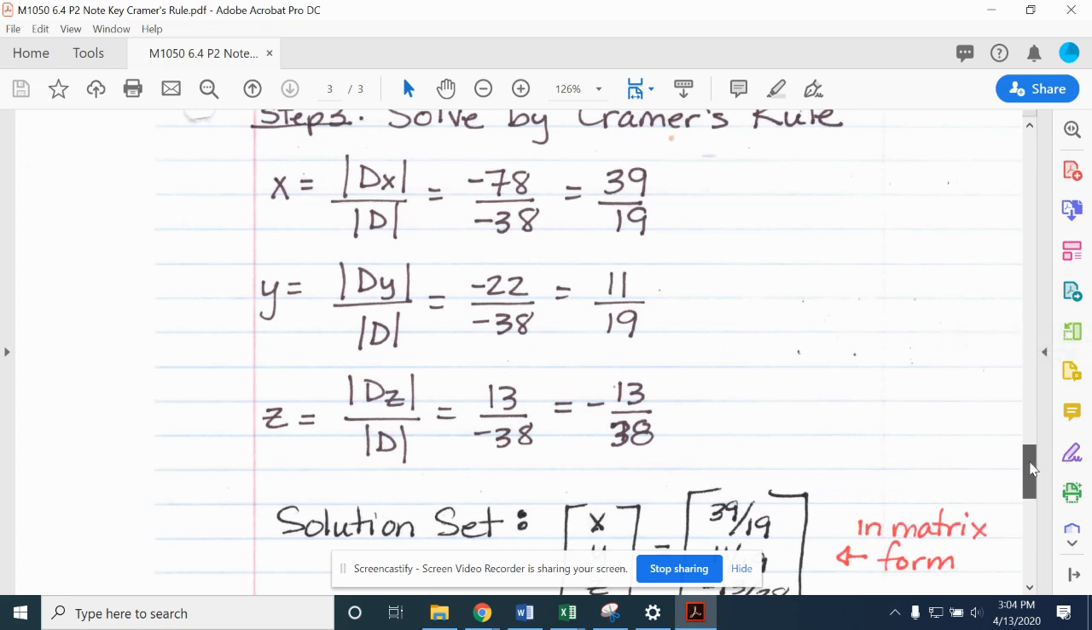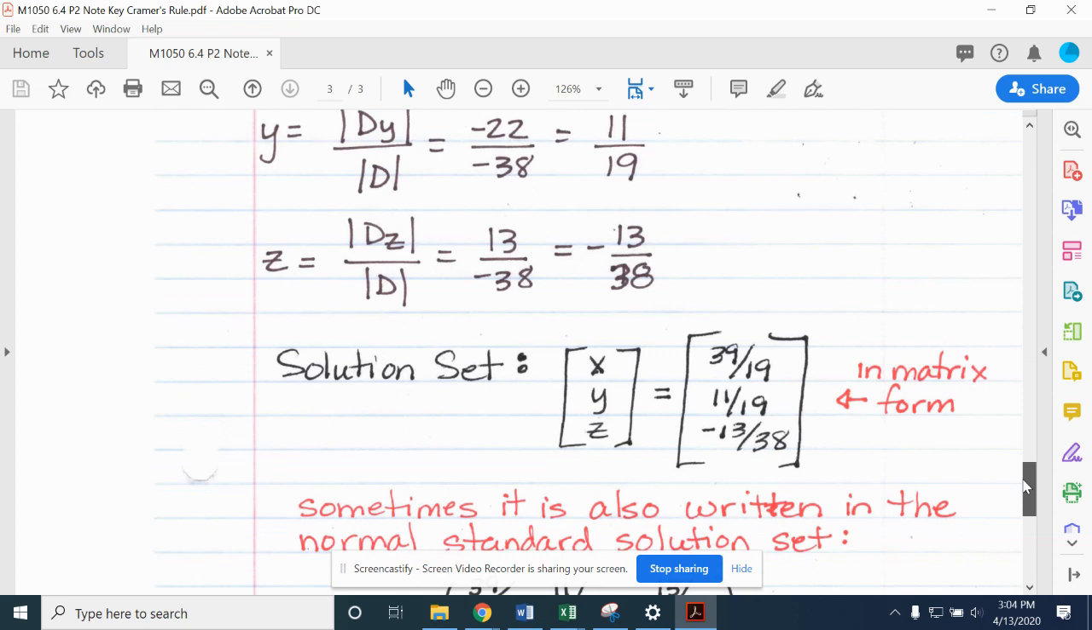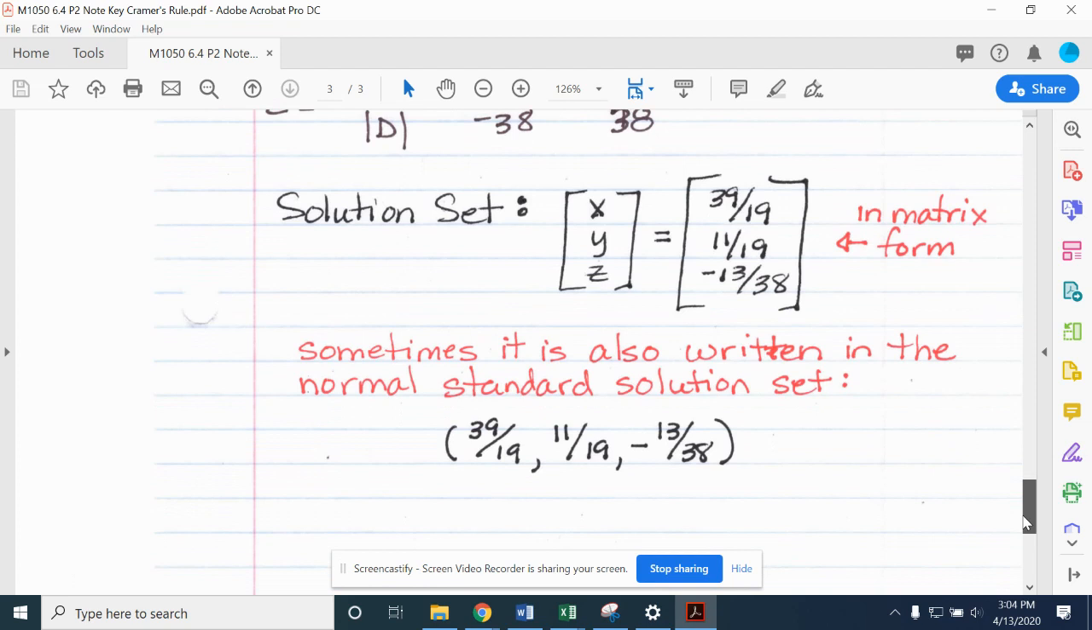And then your solution set, if it's in matrix format, would go x, y, z, and this is the reduced form in matrix form. Sometimes you'll also see it written in standard form, and as you know, standard form goes in x, y, and z, and that means it's that location where the three planes end up meeting, having the same solution at that one location.